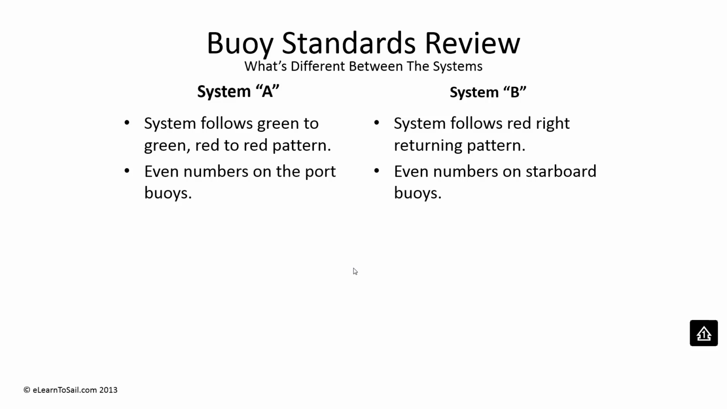In System B, we follow the red right returning pattern. So keep the red lights to the right-hand side, and even numbers are on the starboard buoys.